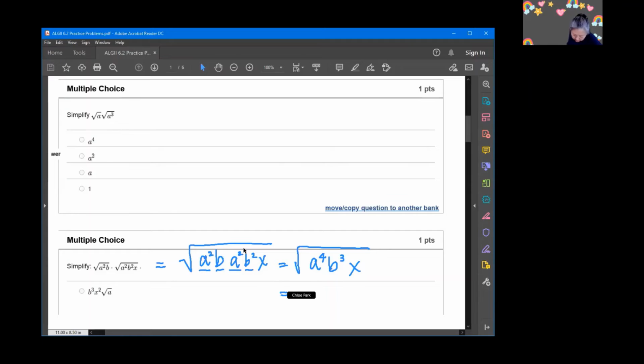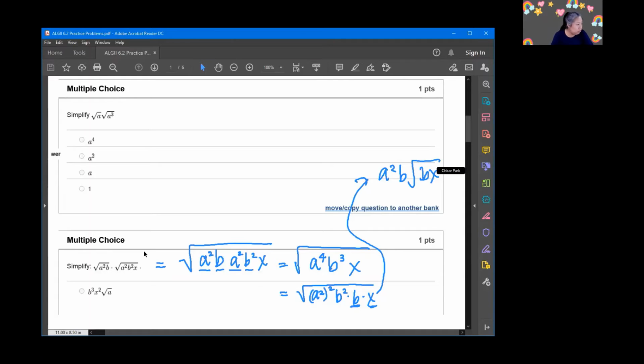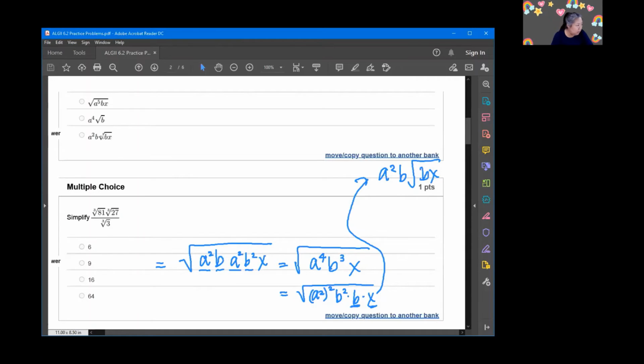So then I can see this one as the square root of A to the power of 4, and then B squared times B, and then X. Consequently, what I can get out will be A squared, and then B out, and then the square root. What's left is B and X, right? So it's A squared B times the square root of BX. Which one is that answer here? Yeah, so this is the right choice here. Are we good?